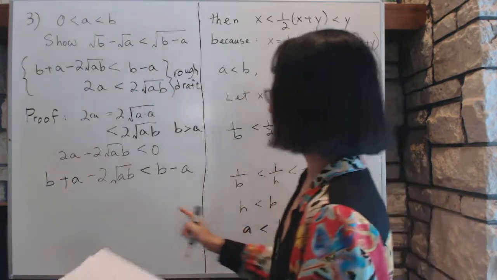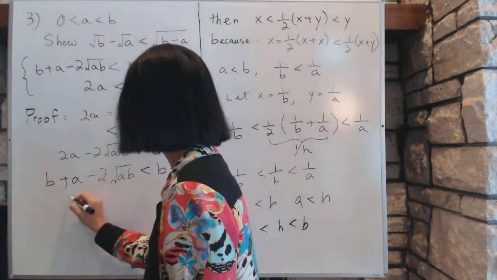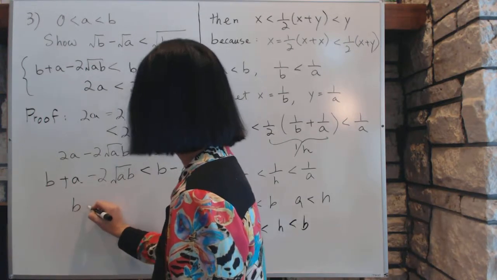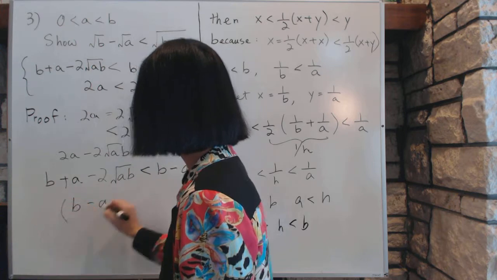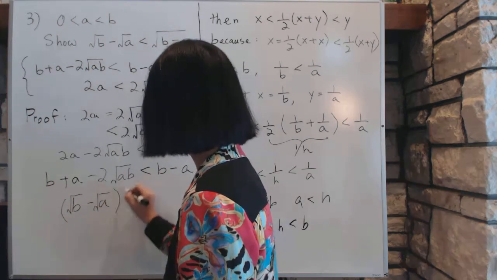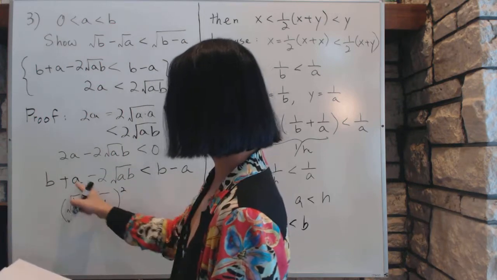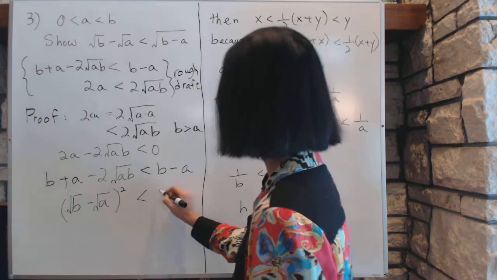So far, so good. Now this thing we will factor, do the reverse of this step. So then this is actually b minus a, square root of b minus square root of a, squared. If you multiply this out, it turns into this. See, same as here, which is less than just b minus a.